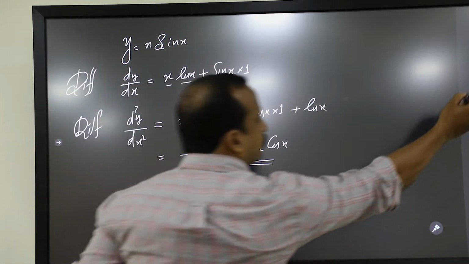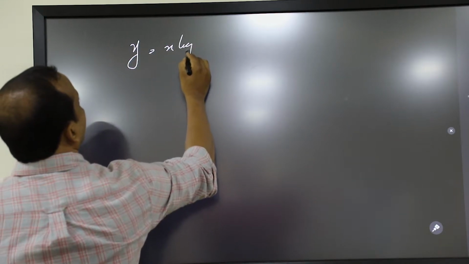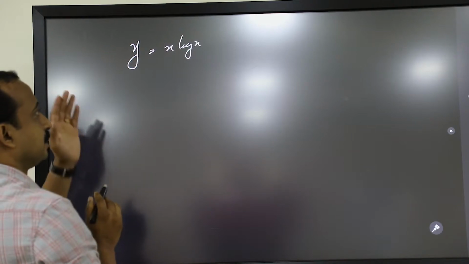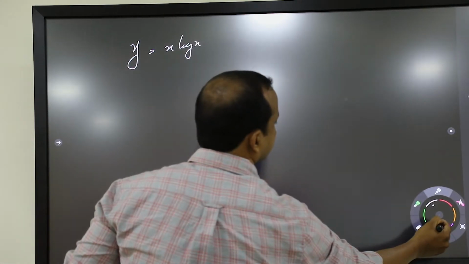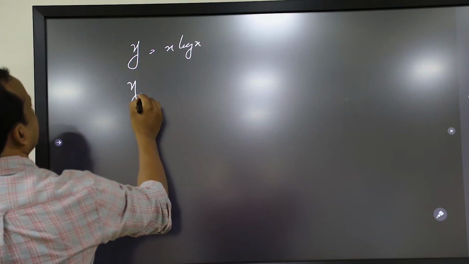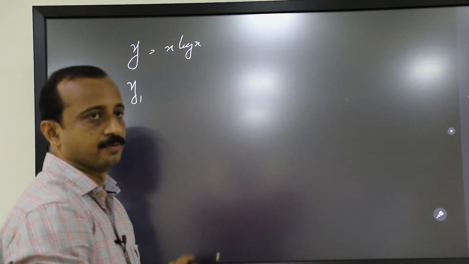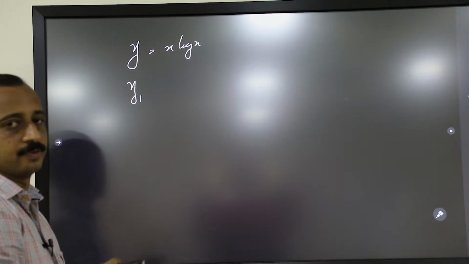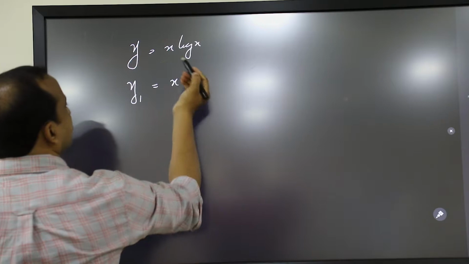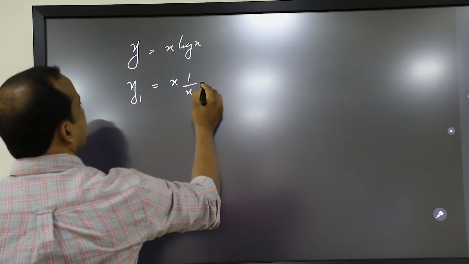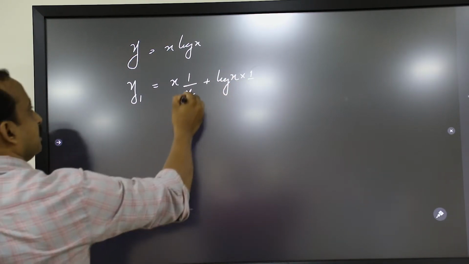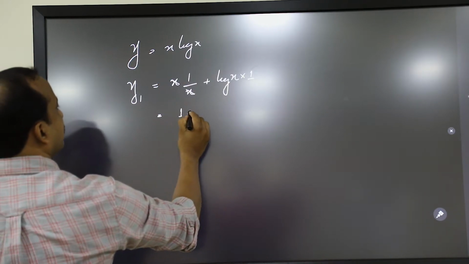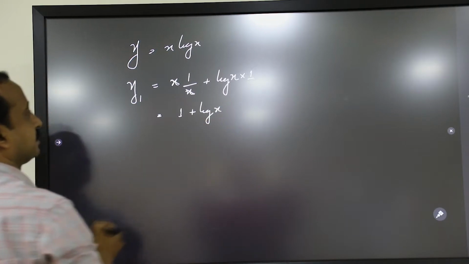Okay, now discuss one more question, that is y is equal to x log x. Here we apply the product rule. The first derivative is y1, that means y1 or y dash. Y1 means dy by dx, y2 means d square y by dx square. That is y1 is equal to, here we apply the product rule, that is x into the derivative of log x, which is 1 by x, plus log x into the derivative of x with respect to x, which is 1. Here x is cancelled and therefore we get the answer 1 plus log x.